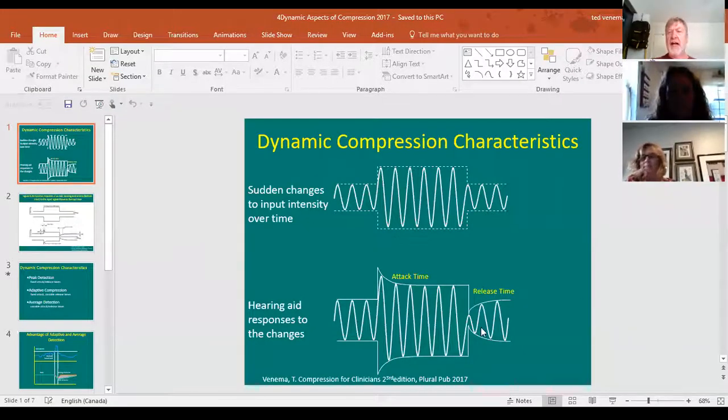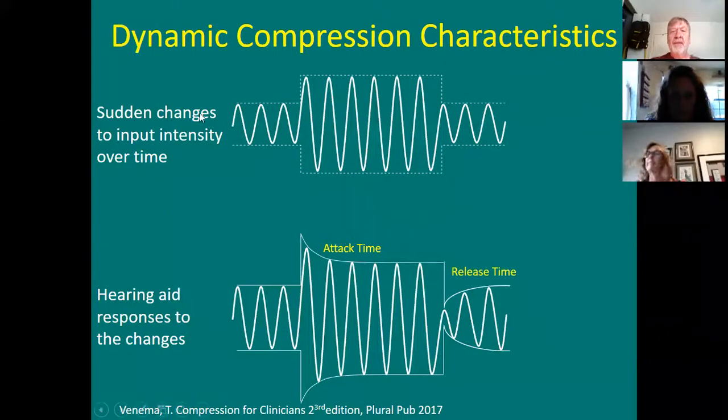It's interesting. Okay, share screen. Here's a picture of dynamic aspects of compression. I'll blow it up, and you can see here's the sound coming into a hearing aid, and it's soft, and then suddenly the sound becomes louder, and then suddenly the sound becomes softer.